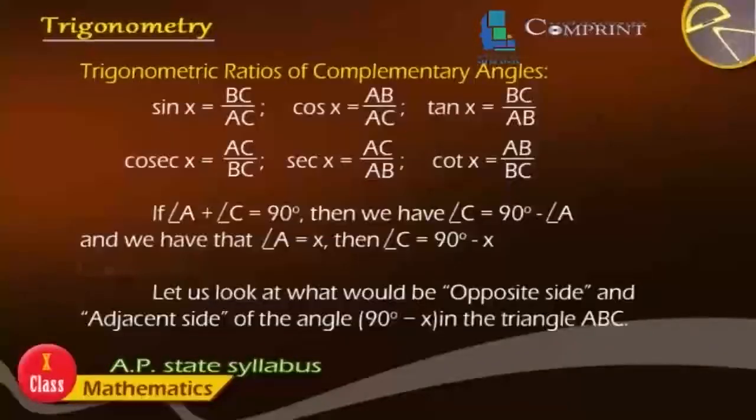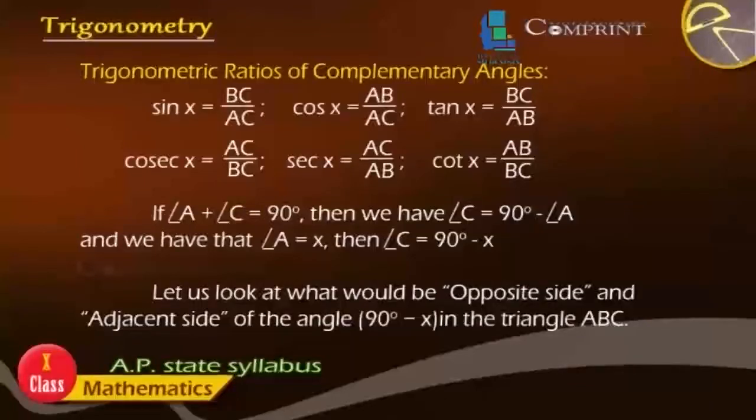Sin x is equal to BC by AC. Cos x is equal to AB by AC. Tan x is equal to BC by AB. Cosecant x is equal to AC by BC. Secant x is equal to AC by AB. Cot x is equal to AB by BC.